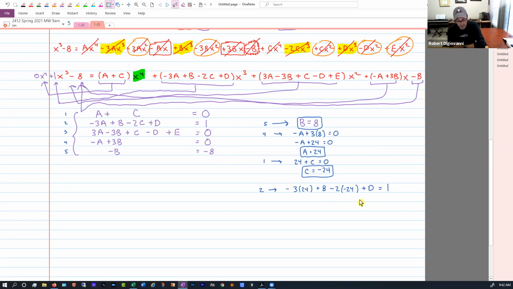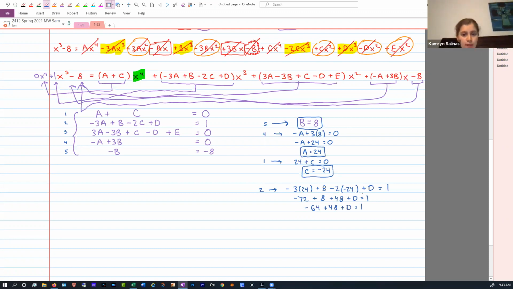And let's see if I can do some basic math now. Negative 72 plus 8 plus 48 plus D equals 1. All right, what's that? My brain literally shuts down when it comes to arithmetic. Negative 64 plus 48 plus D equals 1. I think I'm getting that right. What do we got here? Negative 16. Negative 16, and then add 16 to both sides. So D is 17.